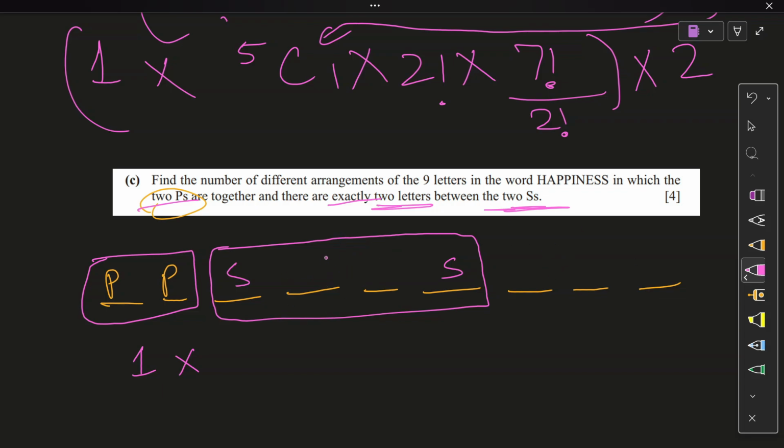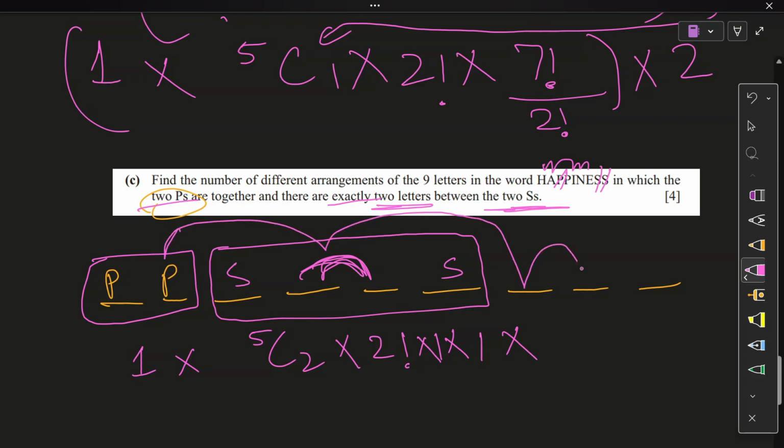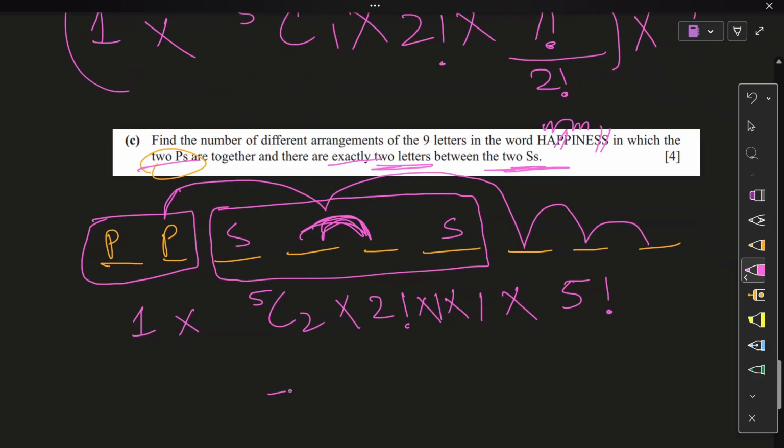So I'm going to make a selection. The P's and S's are being used manually, so remove those from the word happiness and think about the remaining 5: 1, 2, 3, 4, 5. Out of the remaining 5, any 2 will occupy these 2 positions and they will move about their position to give you a different arrangement each time. The S's are fixed, so you can add a 1 and 1 there for your own ease. And now we're done with inside the boxes. Now outside the box we have 1 box, 2 box, 3, 4, 5. And that is going to be 5 factorial.